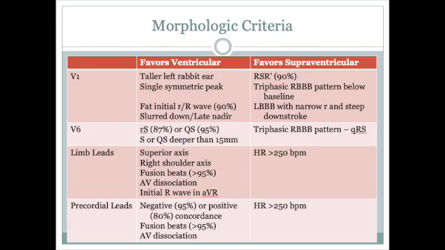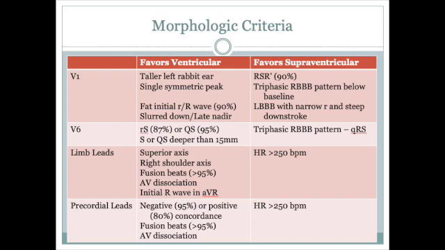The absence of concordance can be either. So when V1 is down and V6 is up, that can be either ventricular or supraventricular, and that's unhelpful to you in your differentiation. So that's what I'm talking about with this precordial concordance, which is different than ST segment and T wave concordance. That's the morphology criteria for Brugada.